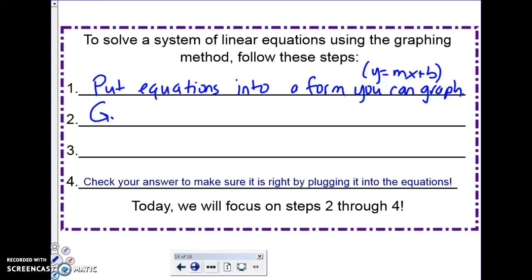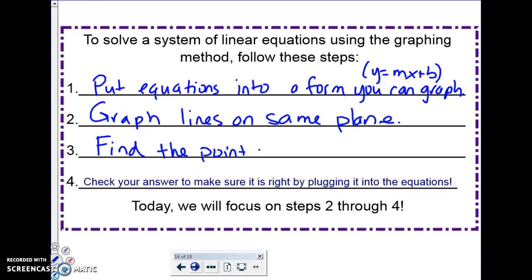Step 2, graph lines on the same plane. You graph them on the same plane so you can see where they cross. Step 3, speaking of crossing, find the point of intersection. This is your answer. That's the whole reason why you're graphing. And step 4 is to, of course, always check your answer to make sure it's right. So hopefully I can model all that for you.